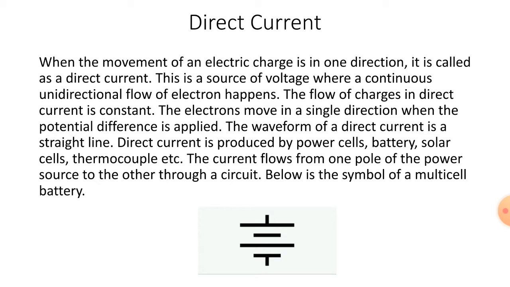The waveform of a direct current is a straight line. Direct current is produced by power cells, batteries, solar cells, thermocouples, etc. The current flows from one pole of the power source to the other through a circuit. Below is the symbol of a multi-cell battery.